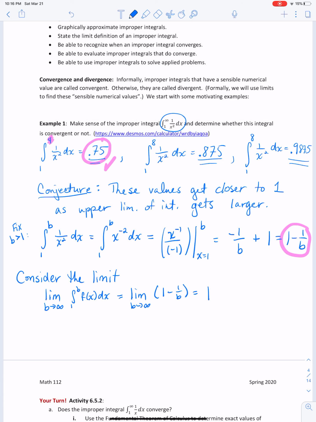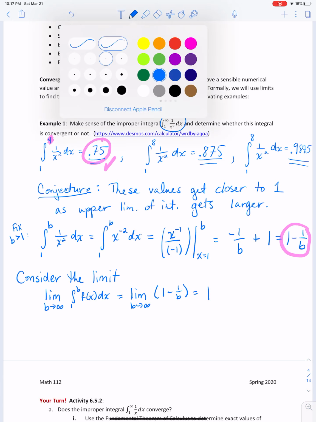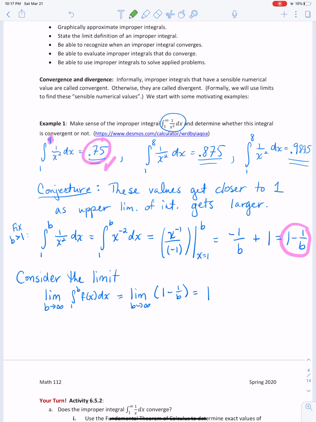Okay, so I'm going to go ahead and switch colors here. So this is equal to the integral from 1 to infinity of f of x dx.